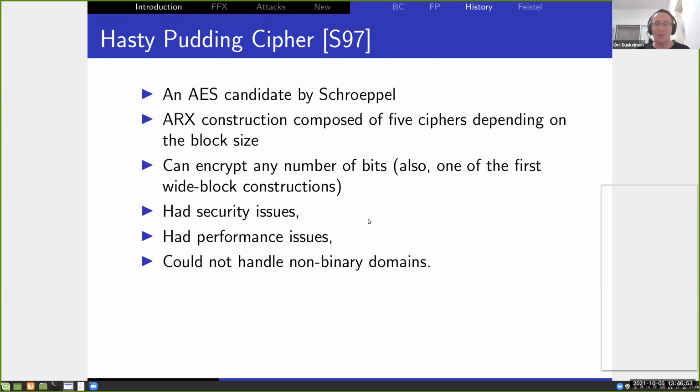There were security issues. There are some equivalent keys. It has performance issues, and especially implementation issues when you have 5 different ciphers all of them hiding behind a single name. Obviously, there are going to be issues, and also it cannot handle non-binary domains. It has to work with a fixed length of binary strings to be encrypted. So by the way, Hasty Pudding didn't survive till the 2nd round, even though it brought something interesting to the table.